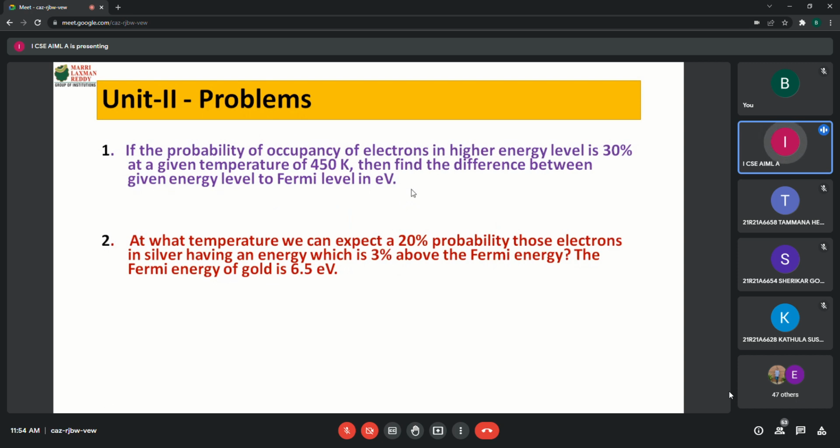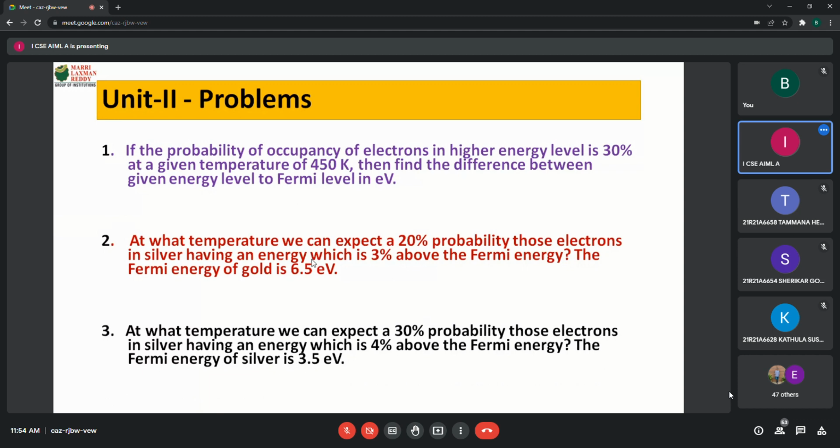In the second unit, all problems related to the Fermi-Dirac distribution law only can be expected. The percentage of probability will be given, the temperature is given, asking you to find the difference between the energy values, like that. Whatever the questions were framed, they all belong to the Fermi-Dirac distribution law only. In a different manner, like 20% is given, 30% is given, temperature is varied, values may vary. But the overall concept is the Fermi-Dirac distribution law only.